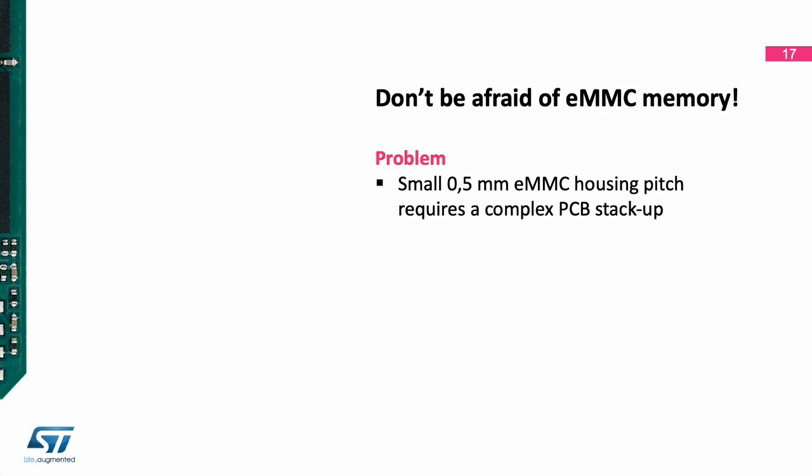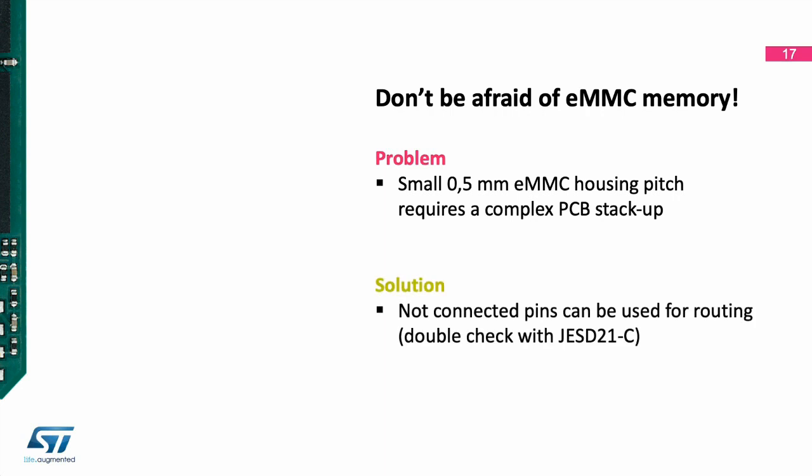And of course, the first problem is the small pitch of an eMMC housing. And this small pitch requires a quite complex PCB stack up, which then might increase the price of your circuit board. And in order to avoid this, we have a little trick: you can reuse the not connected pins of the eMMC and route your signals over these pins.